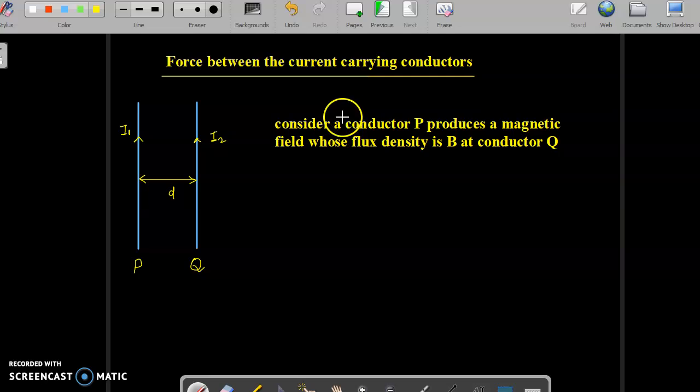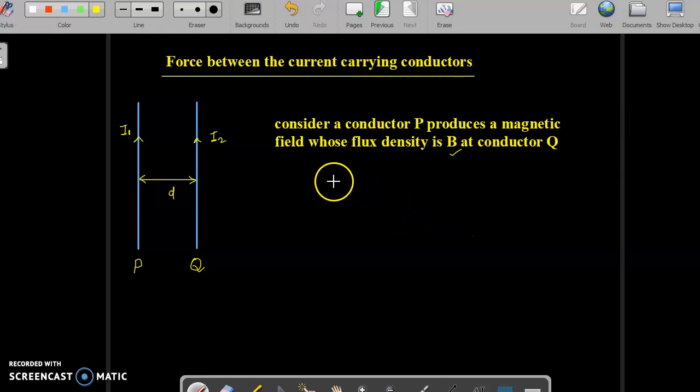Consider that conductor P produces a magnetic field whose flux density is B at conductor Q. We know that every current carrying conductor produces a magnetic field around it. We can use the right hand thumb rule to find the direction of the magnetic field around the conductors.